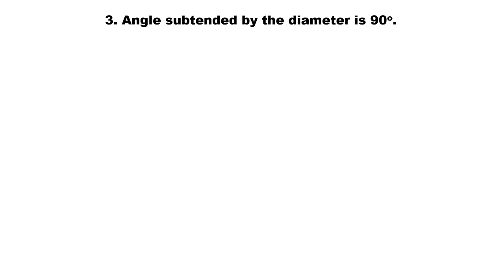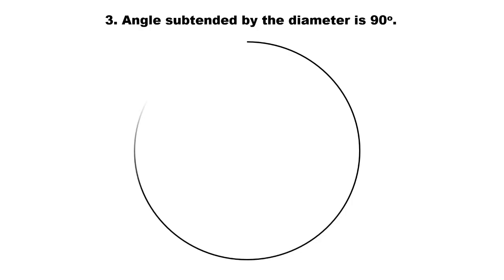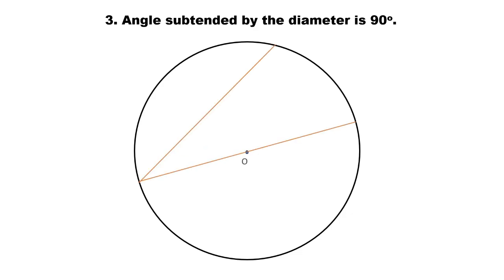The third theorem states that the angle subtended by the diameter is 90 degrees. It can also be stated as: the angle in a semicircle is 90 degrees. If we draw our circle and draw two lines starting from the ending points of the diameter and meeting at any point on the circumference to make an angle, that angle will be 90 degrees, or we can call it a right angle. Now let us work out the following example.